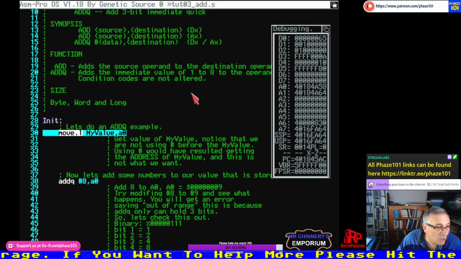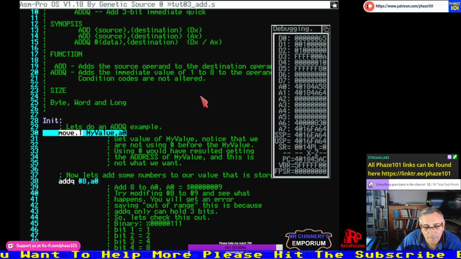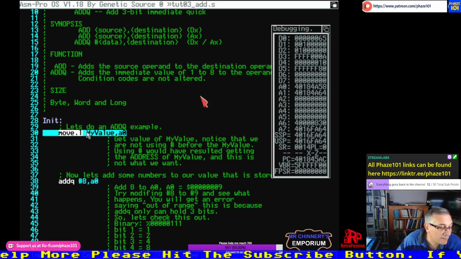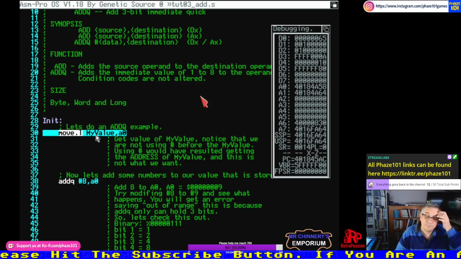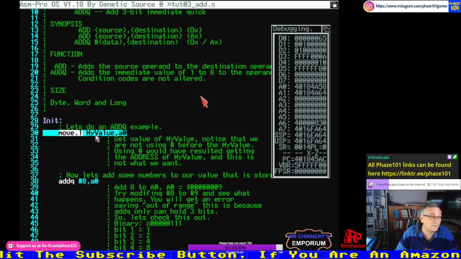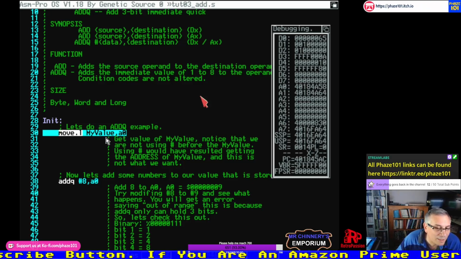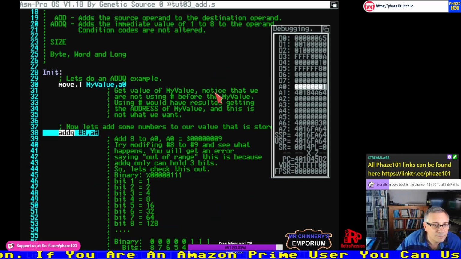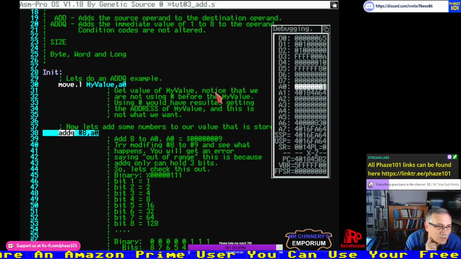So we're moving the value that we have at my value into D0. I can tell you that there's a 1. And we moved 1 into D0, as you can see.